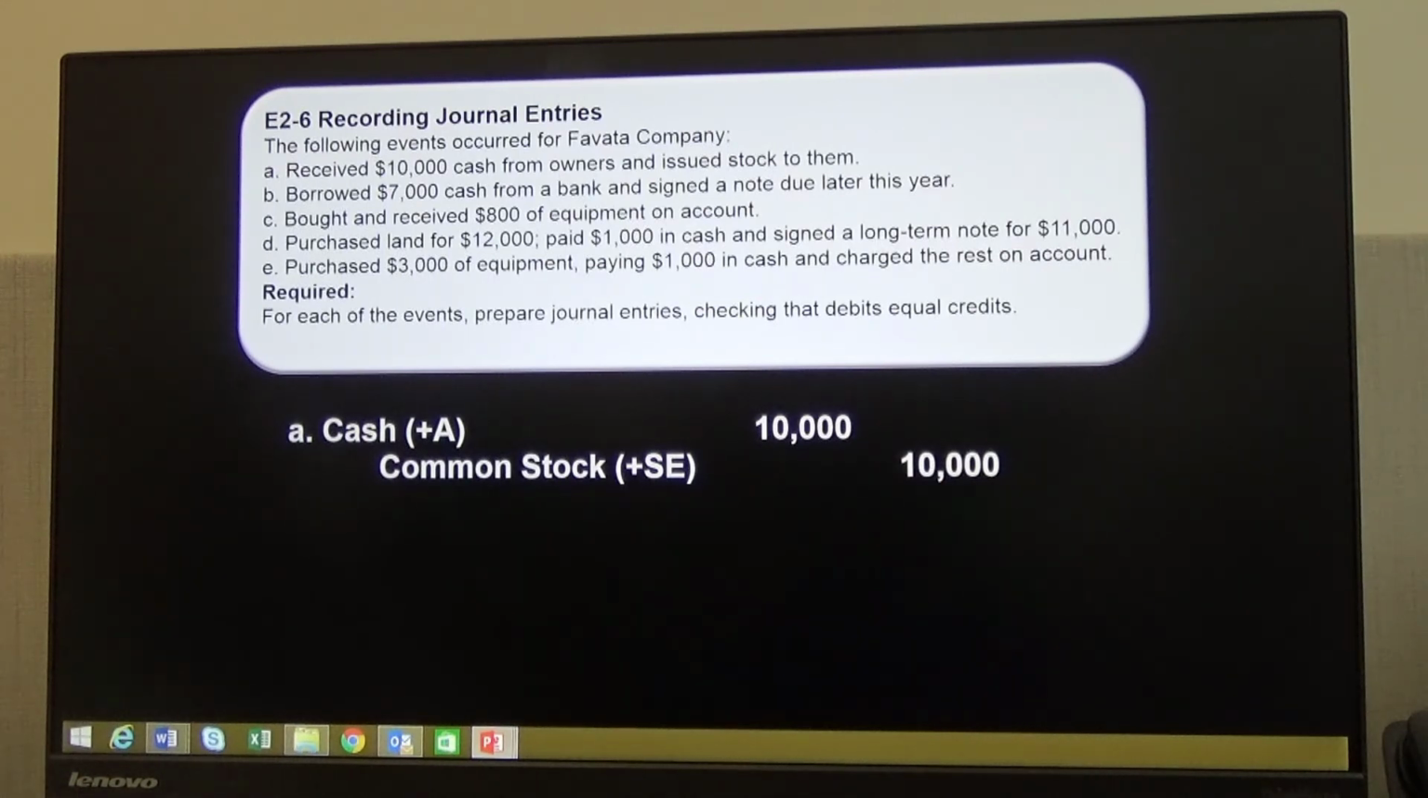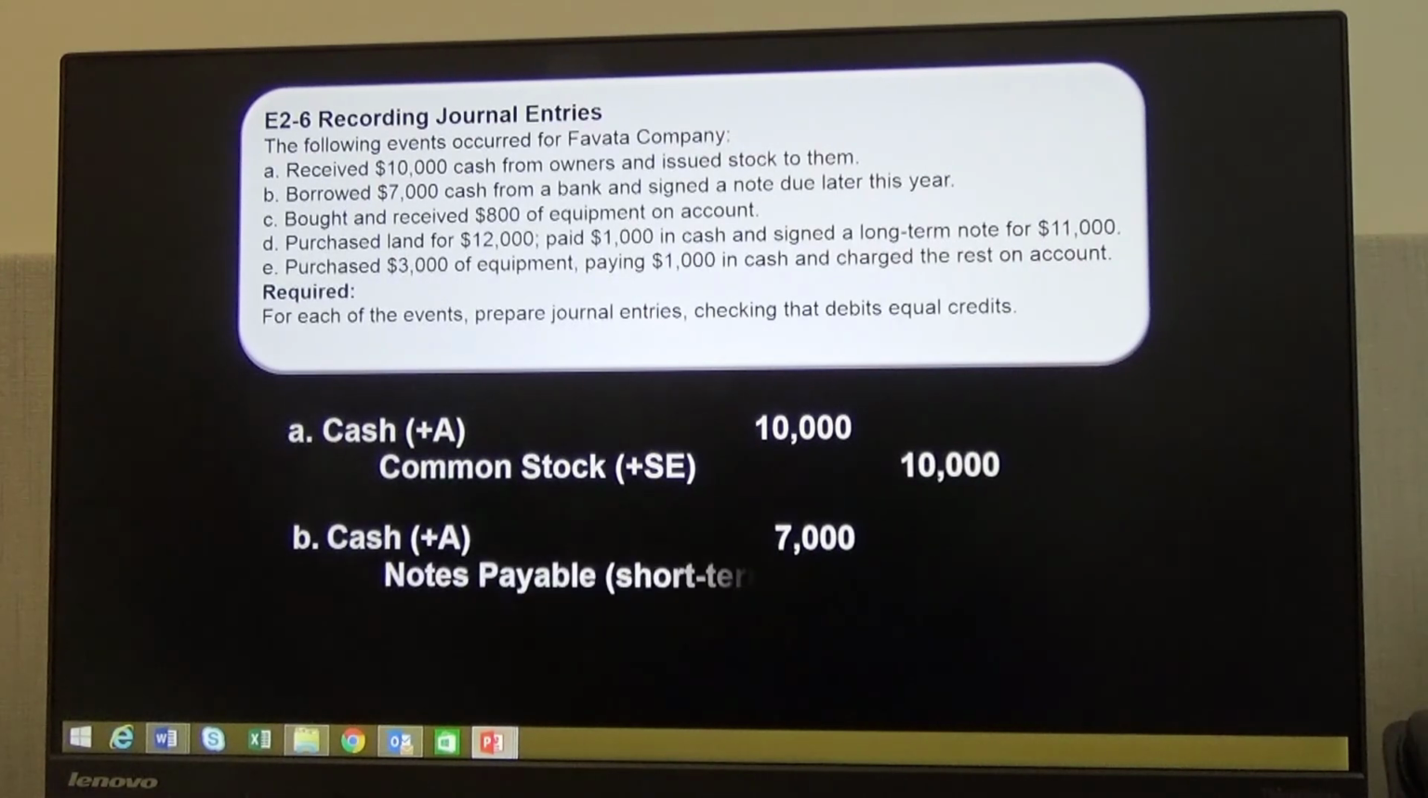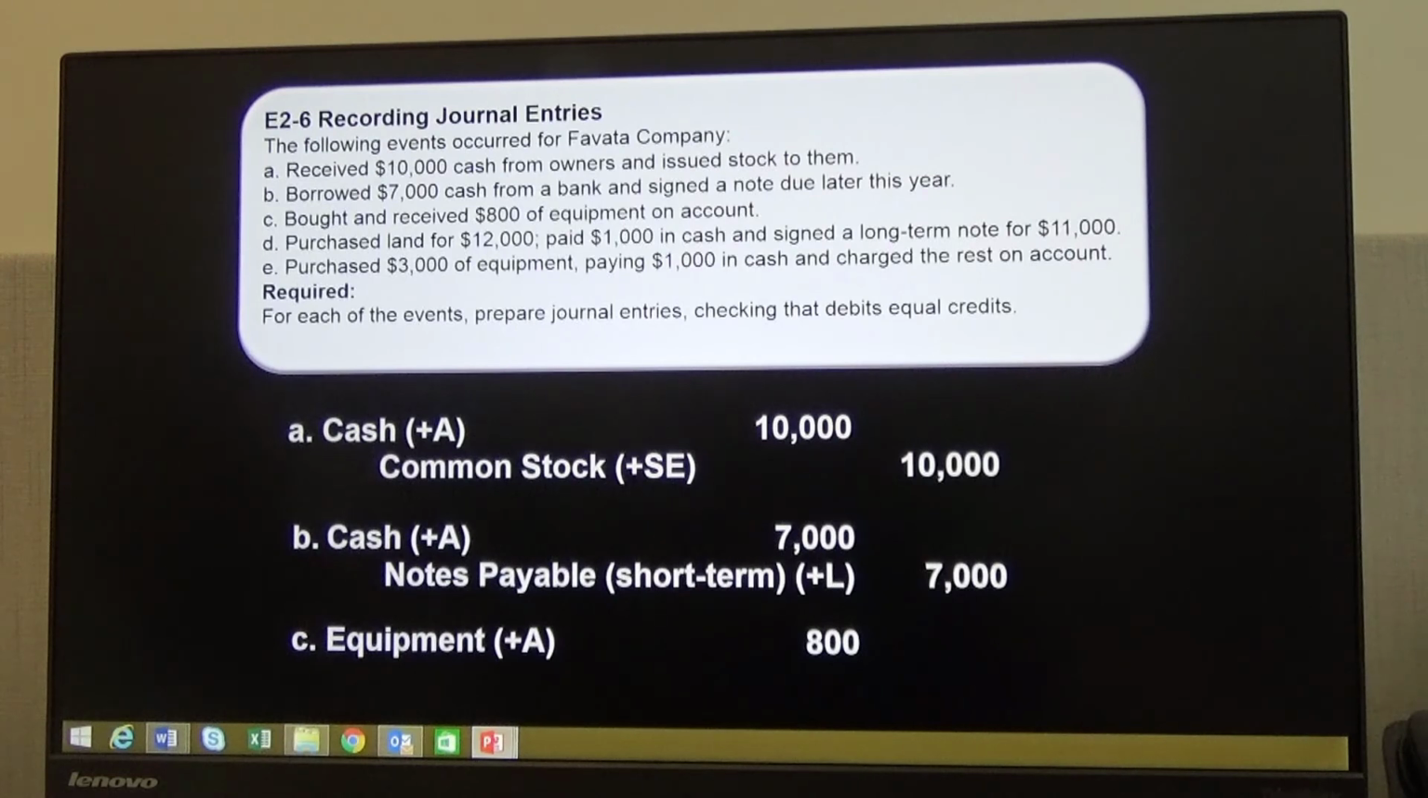Letter B says we borrowed $7,000 cash from a bank and signed a note due later this year. Again, receiving cash means we debit cash because that's how we increase an asset, and we credit notes payable, and since it's due later this year, it's a short-term notes payable by crediting that liability account. Then we bought and received $800 of equipment on account. We're going to increase the equipment by debiting it, and we're going to increase the accounts payable by crediting it.